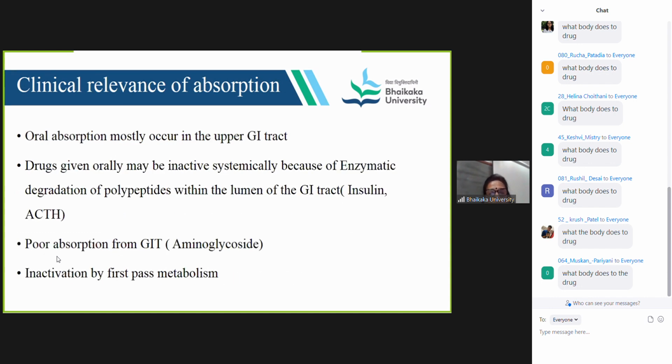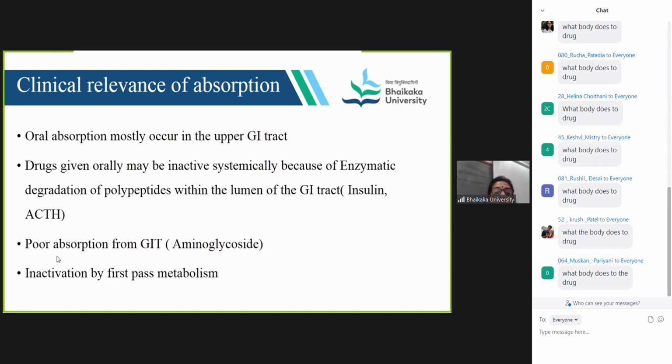Oral absorption mostly occurs in the upper GI tract. Drugs given orally may be inactive systemically because of enzymatic degradation of polypeptides within the lumen of the GI tract. That's why one cannot use the drug orally if it undergoes this process of enzyme degradation.